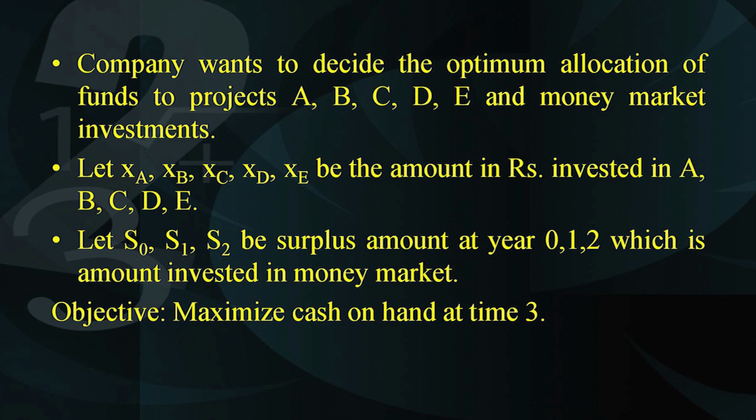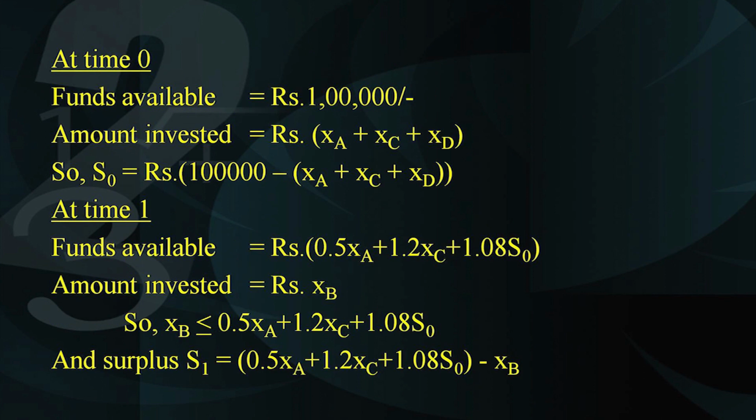S0, S1 and S2 be the surplus amount at year number 0, 1, 2, which is the amount invested in money market. So, this is the surplus amount which has to be invested in the money market. Now, the objective function is to maximize the cash on hand at time 3. So, let us look at the various levels.